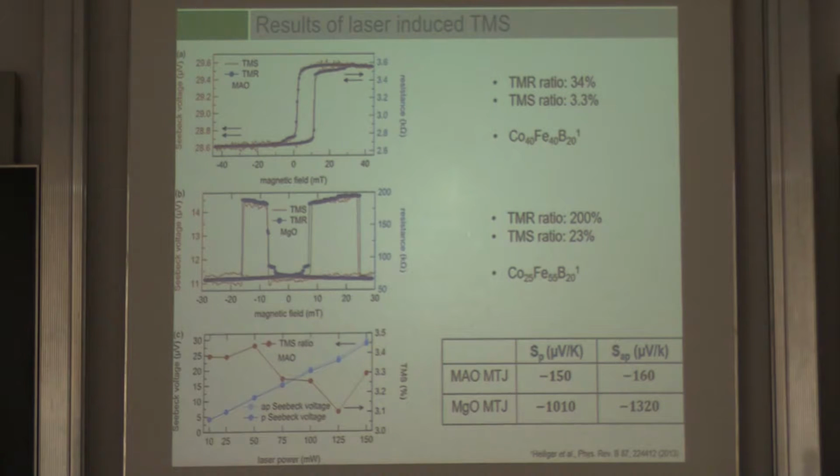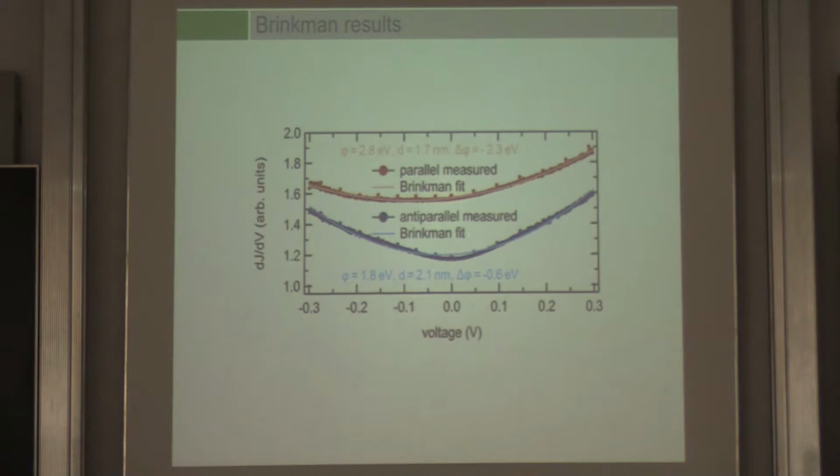And due to the fact that the thermal conductivity of MAO has such a large error, the error within these values is something like 140 microvolts per Kelvin. All right, so then a short thing about the Brinkmann results.